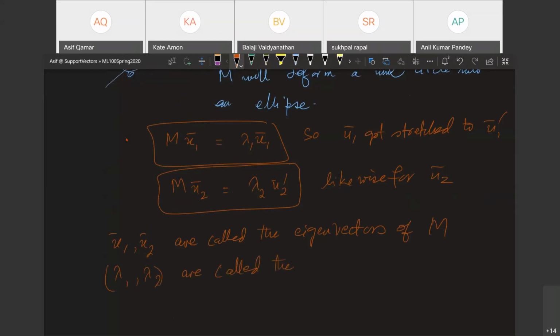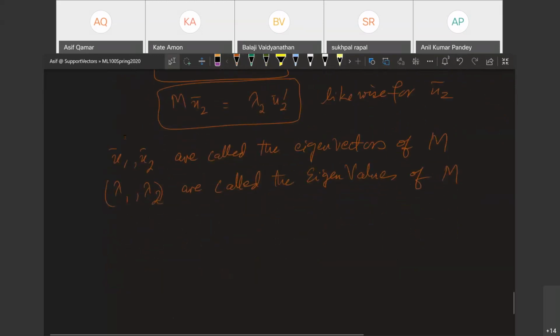And lambda 1, lambda 2 are called the eigenvalues of M. Are we together? So eigenvector and eigenvalue, these are 2 terms. And that is all actually. What I just introduced you to is a very powerful concept in linear algebra called eigenvalue decomposition.